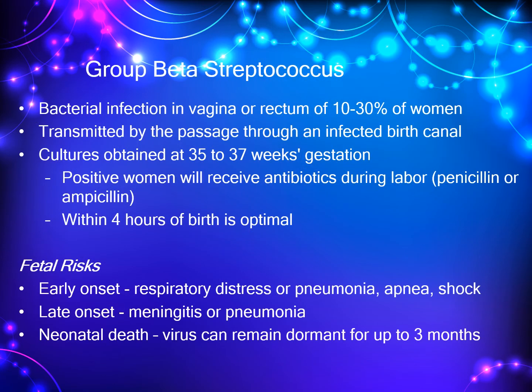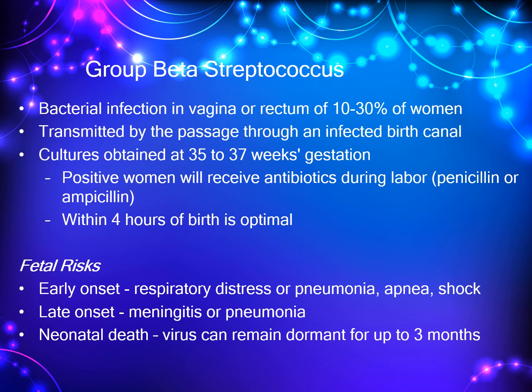Another very important infection that's not a part of TORCH is the group B streptococcus, or GBS. This is a bacterial infection in the vagina or rectum that exists in 10 to 30% of women. It's transmitted by the passage through the infected birth canal. So again, the baby goes through the birth canal and picks it up through the fluids.